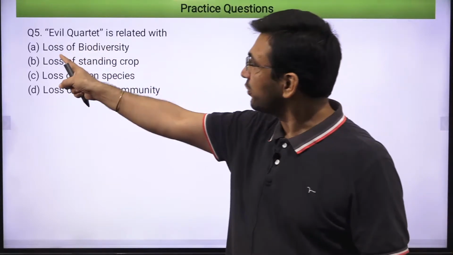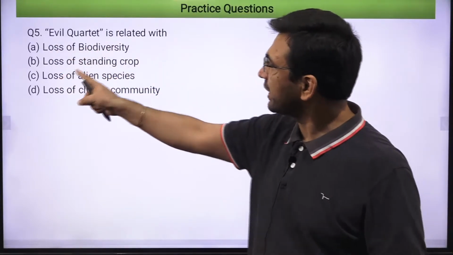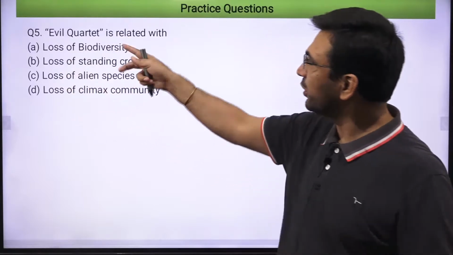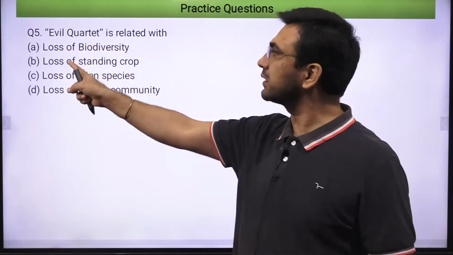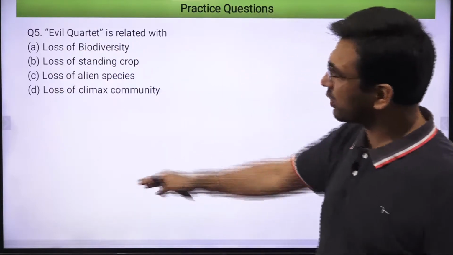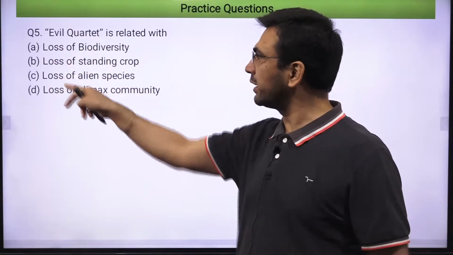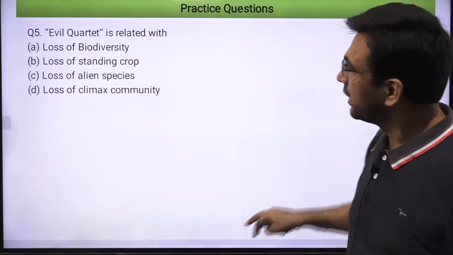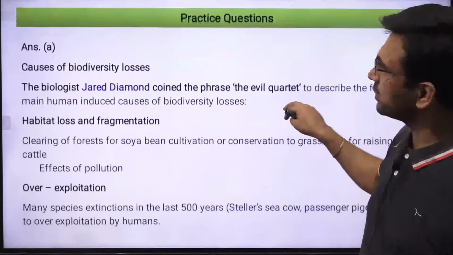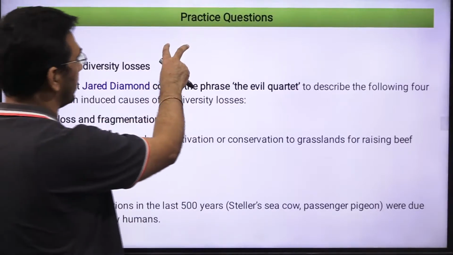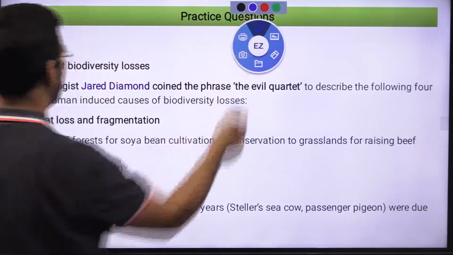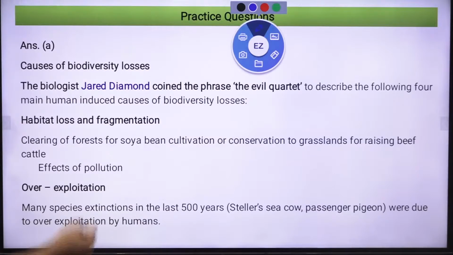So if you see the options: loss of biodiversity, loss of standing crop, loss of alien species, and loss of climax community, you will understand this. Obviously, since I'm talking about the loss of biodiversity, this is going to be the correct answer. But once we understand which ones they are, you will see that the others are not going to be correct in any case. Okay, so now let me show you here. This term evil quartet was coined by a biologist, J. Diamond. He coined this phrase evil quartet to describe the following 4 main human-induced causes.